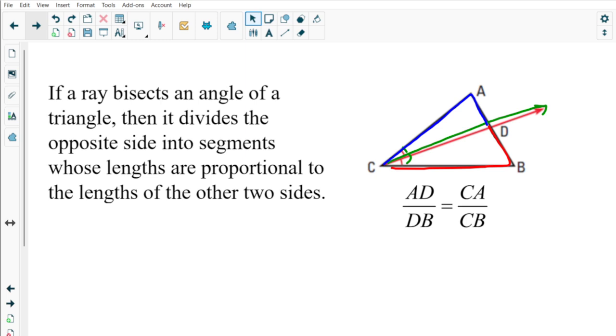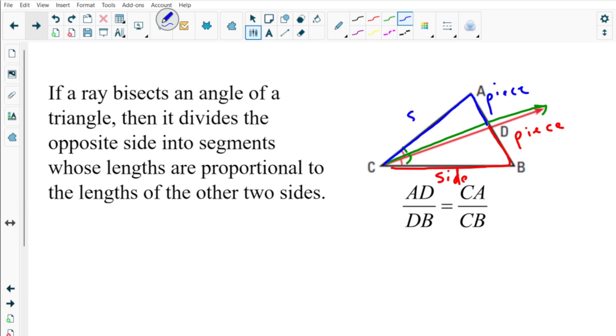So within each section, I have a piece that the bisector cuts through, and then I have a side that's on one side of the bisector. And then same thing for the blue. I have a piece here, and then I have a side over here. So the way I like to phrase this one is to say we have A to D and D to B.